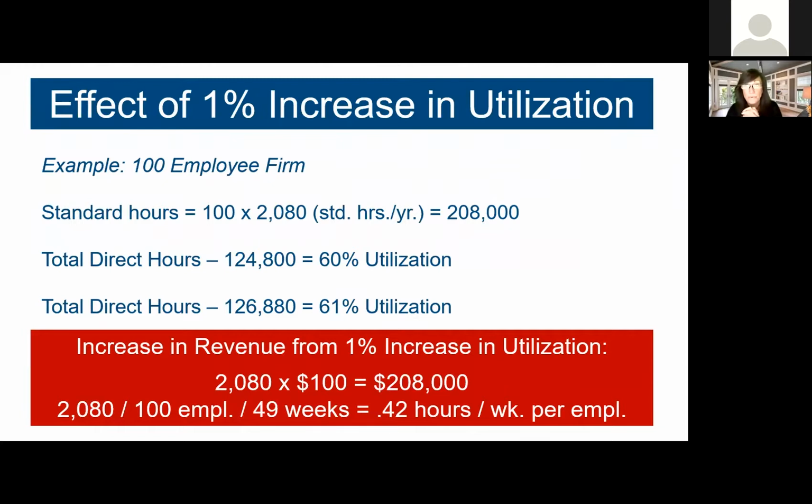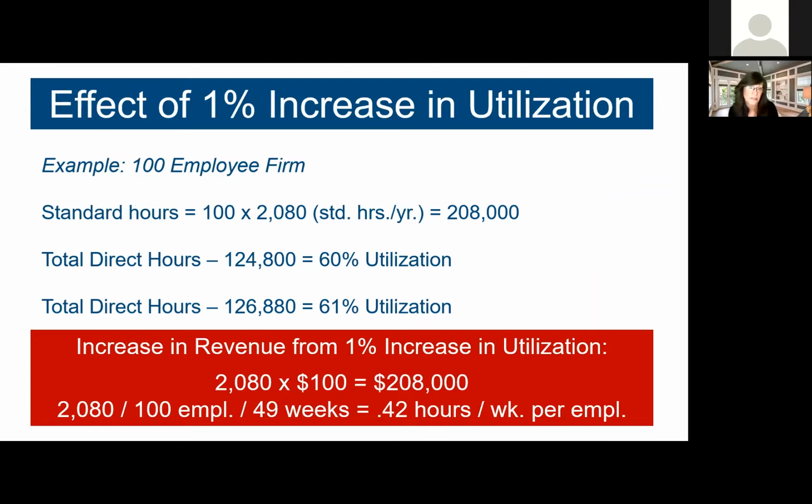So the main reason for showing you that calculation is to really help you understand the impact of small changes in utilization. So if we have a 100-employee firm, and that's kind of a standard size firm in the A&E industry, it isn't a small firm. It isn't a really large firm. It's kind of an average normal firm is 100 employees.